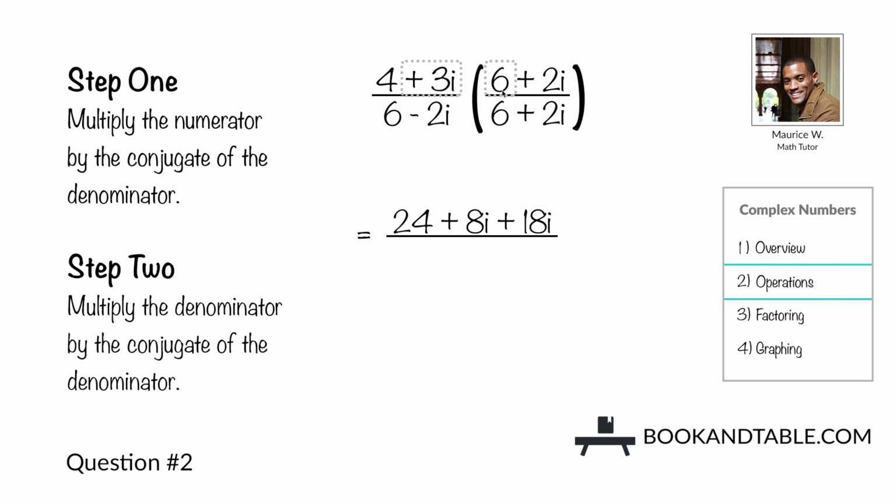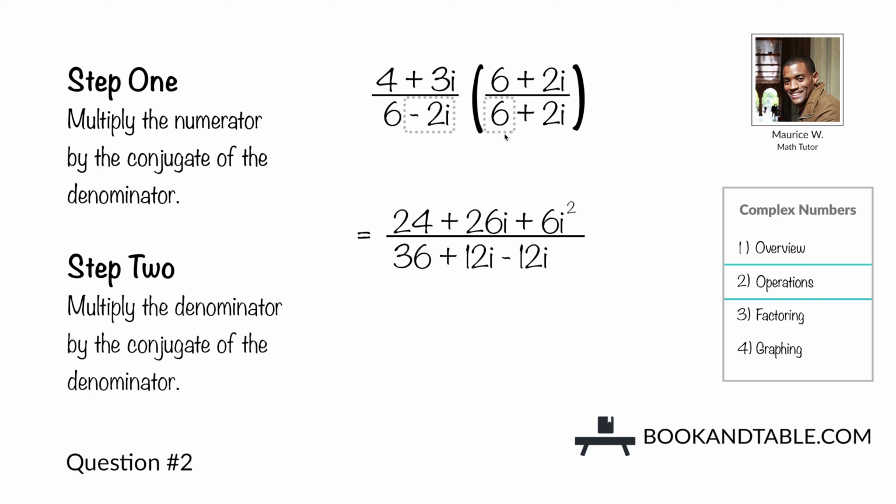Positive 3i times 6 is positive 18i. 18i plus 8i gives you 26i. And 3i times 2i gives you 6i squared. The second step, multiply the denominator, 6 minus 2i, by the conjugate of the denominator, 6 plus 2i. 6 times 6 is equal to 36. 6 times positive 2i is positive 12i.